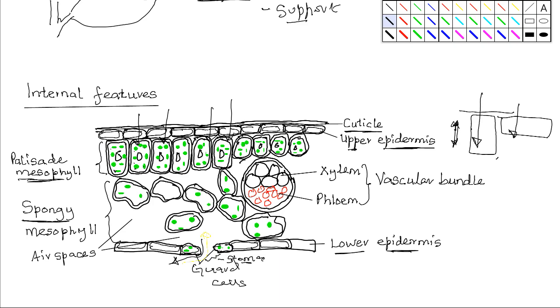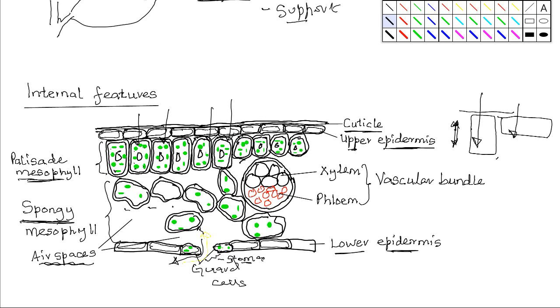Then beneath the palisade mesophyll, there is the spongy mesophyll. The spongy mesophyll consists of cells that are irregularly shaped and loosely arranged, thus creating air spaces between them. These air spaces promote diffusion of gases through the leaf. It enhances the diffusion of carbon dioxide from the atmosphere into the leaf, and also the diffusion of oxygen produced from photosynthesis out of the leaf.